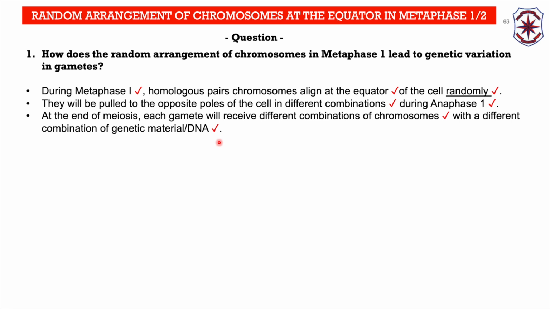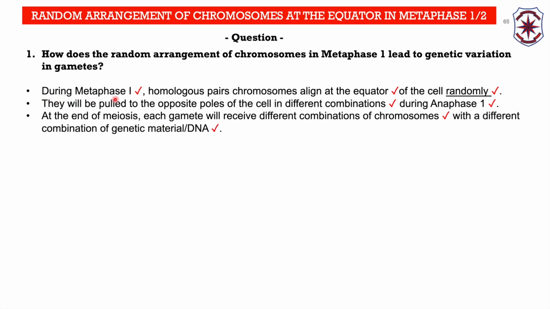All those millions of sperm cells are genetically different from each other. Why do we say they're genetically different from each other? Because they contain different combinations of chromosomes that have different combinations of genetic material, or different combinations of DNA. Where did it all start?